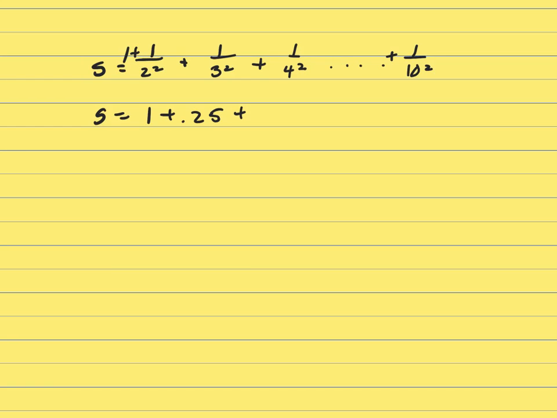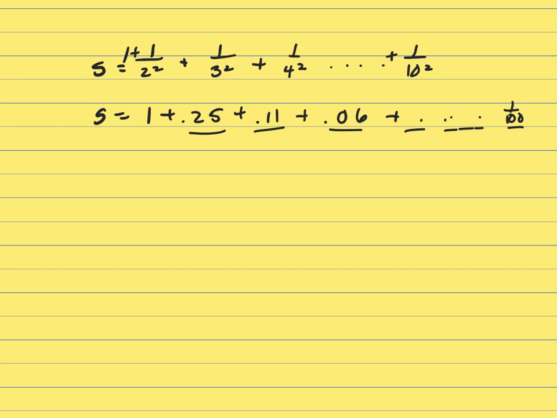And then the third term is 1/9, and I've memorized that one. It's 0.11. And 1 over 16 is 0.0625, but I'm just going to call it 0.06. And I think that's enough. Of course, 1 over 100, that's 1/100th, is 0.01. So these decimals are getting smaller.